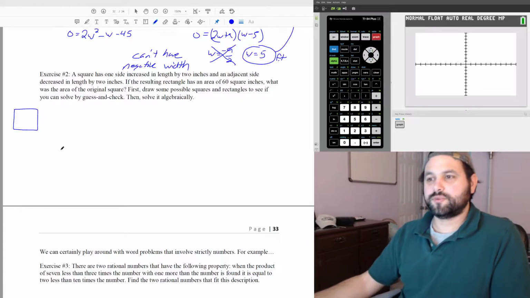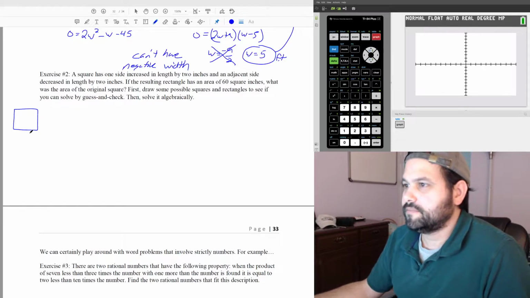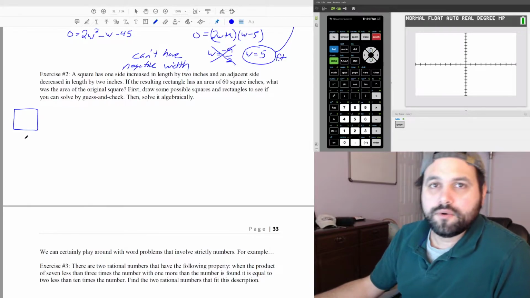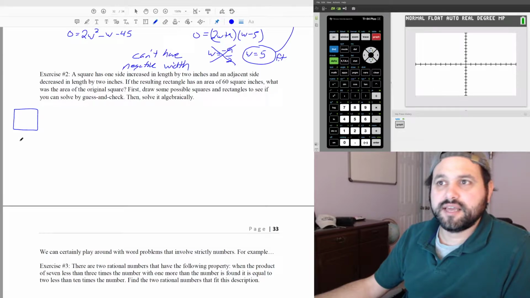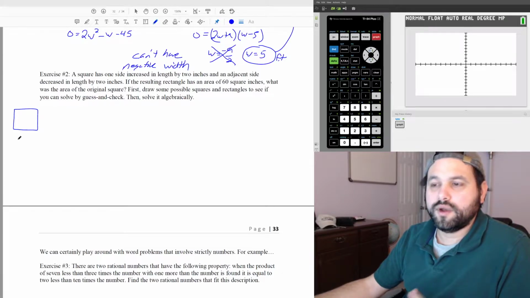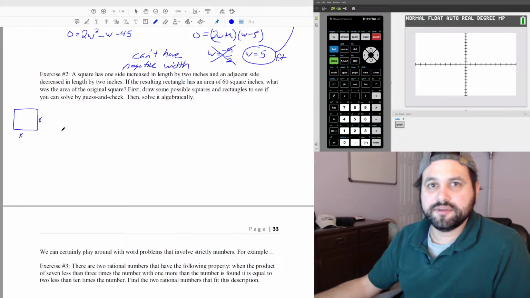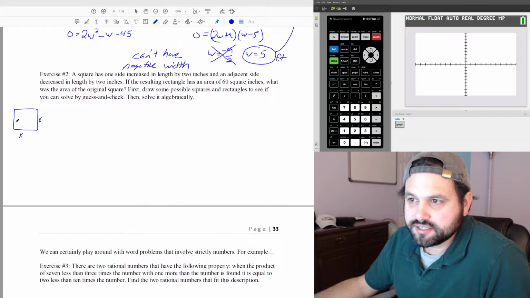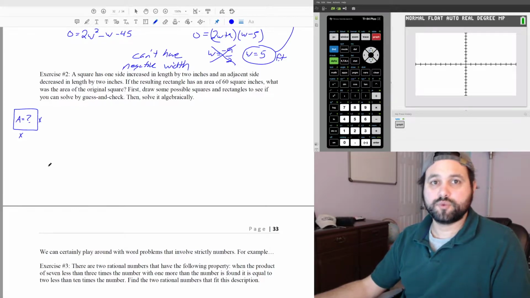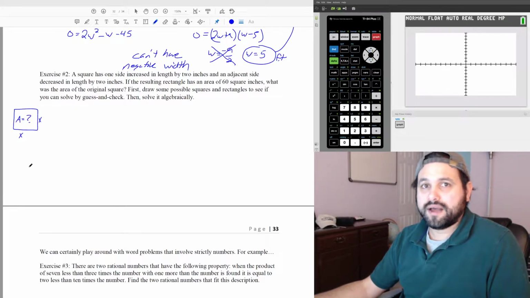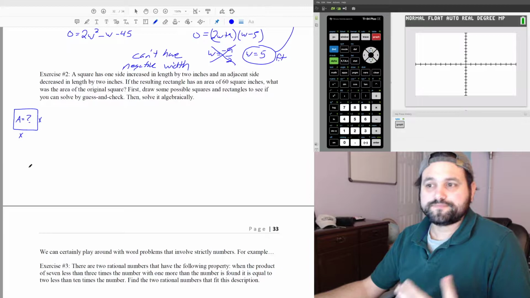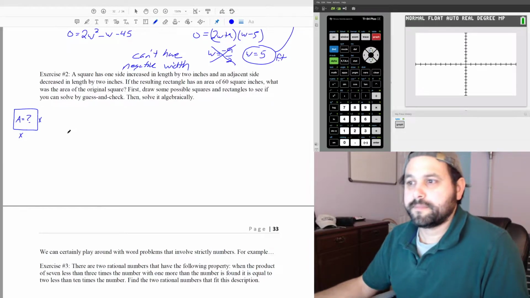There, I tried to draw a square. It kind of turned out pretty cool. We know a square has the same length and width. So I could label this x and x because they have to be the same. And this is what we are trying to figure out. We are trying to figure out the area of this square. But without knowing the dimensions of the square, we can't figure out the area.